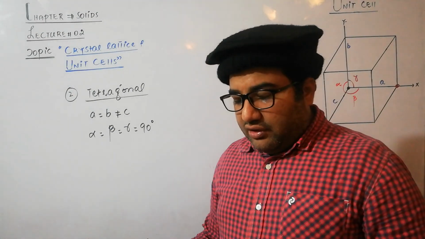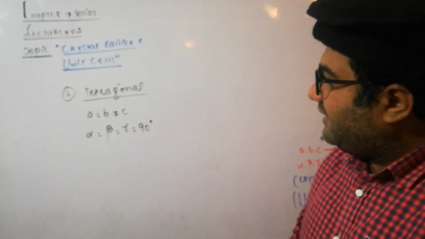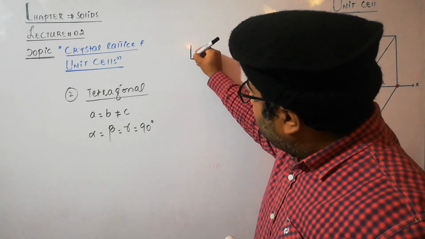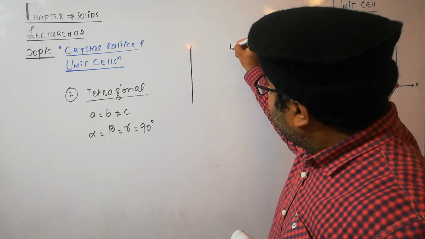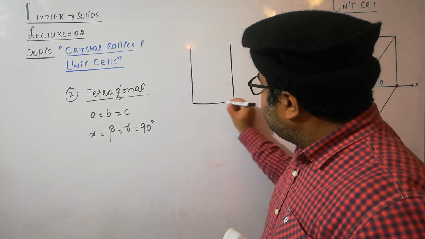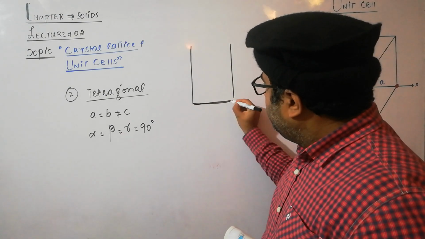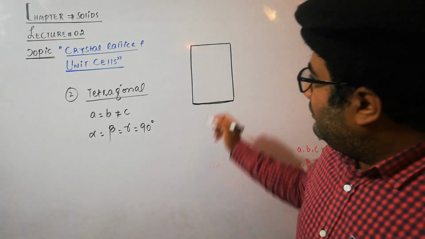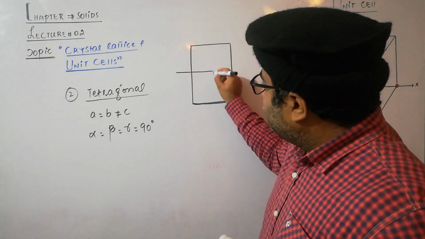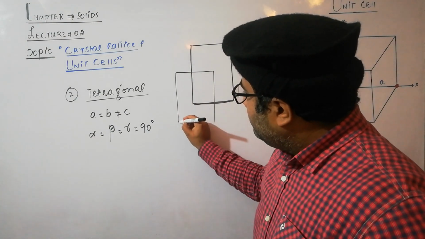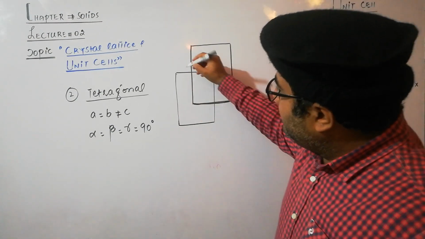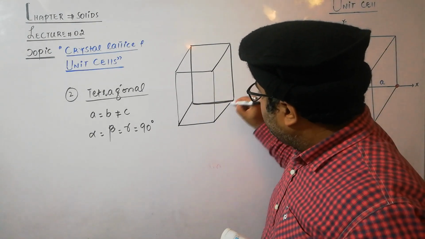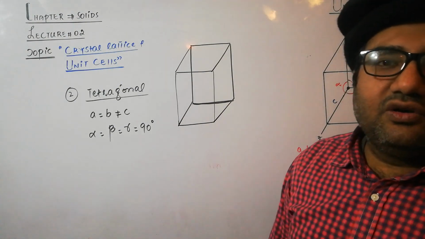Now I am going to tell you how to draw this tetragonal shape. Listen very carefully and watch it please. You are going to draw a rectangle first. And now draw another rectangle inside this, like this. Okay. Now join them. This is the tetragonal unit cell.